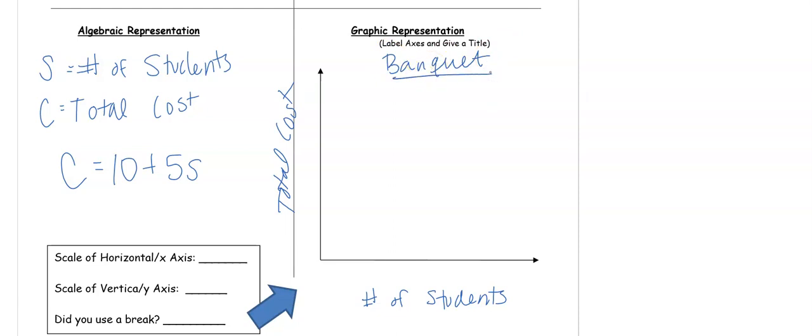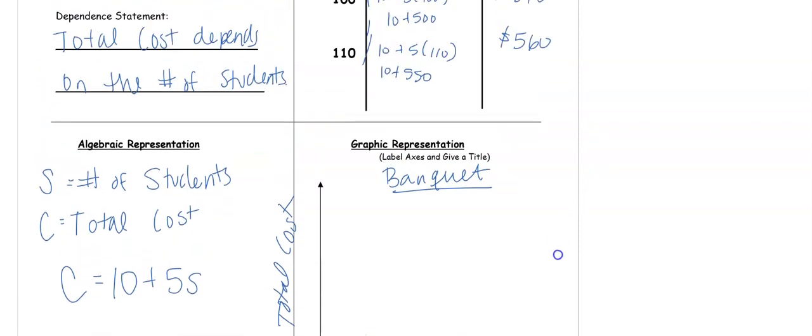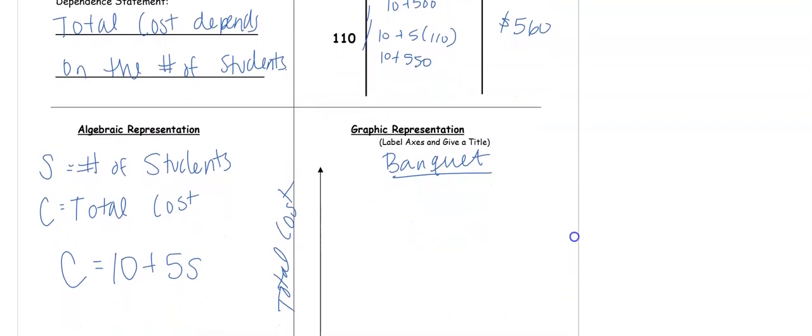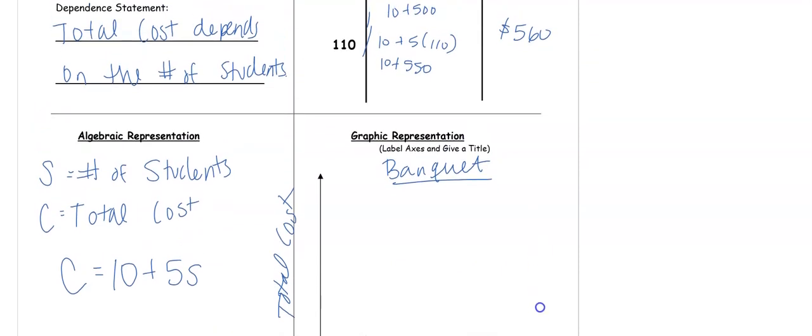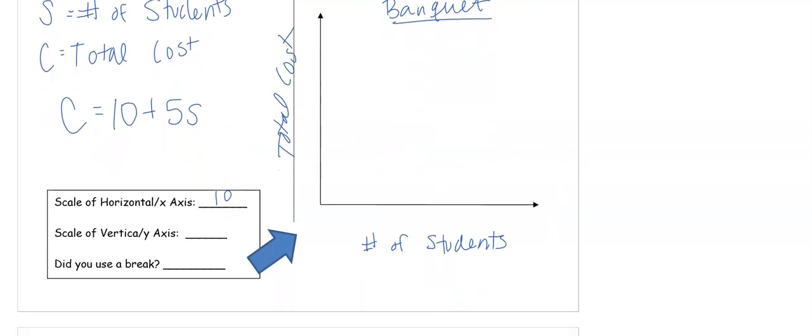Okay. Remember our scale. We said it has to be the same. You have to get all the way up to 110. So I'm just going to go by 10. And then our vertical axis has to get up to 560. So I'm going to go up by 50s. Okay. And did you use a break? I'm going to say no. Okay. Because this is my 0.